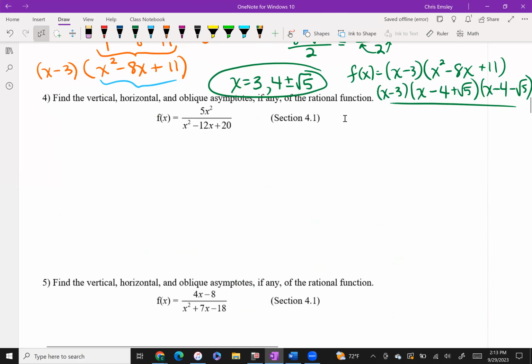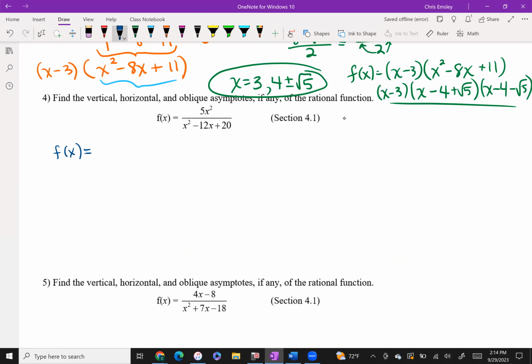Number 4, we move on to our rational functions and graphing. This one we don't actually have to graph. We're just going to answer the question about asymptotes. Find your vertical, horizontal, and oblique asymptotes. So in order to do that here, we are definitely going to need to do some factoring.